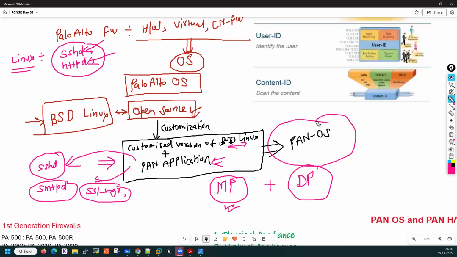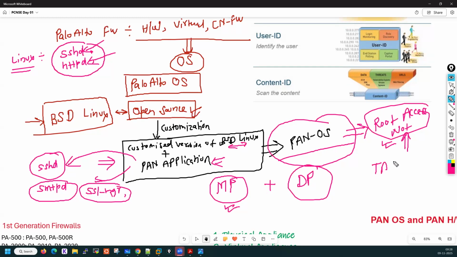So Ankit asked, can we change the daemon path? You are not able to do anything with PAN-OS. Why? Because root access is not available. Root access is not available for anybody. Just remember that.